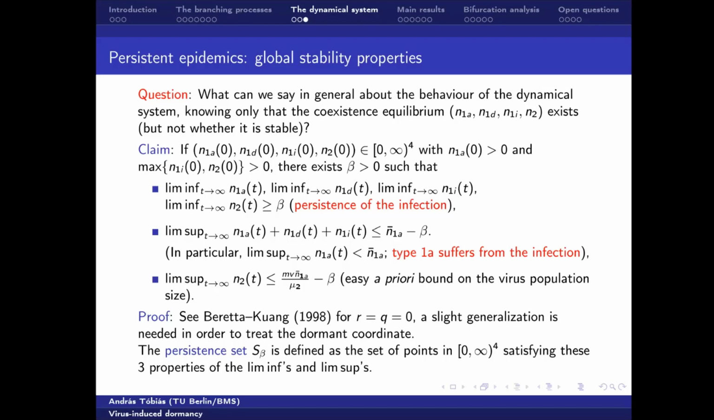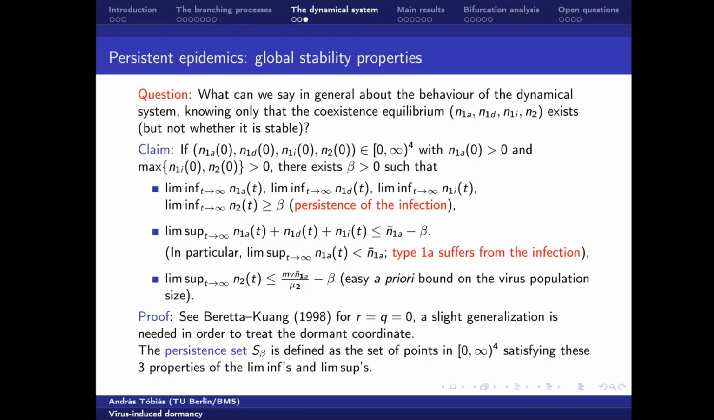You see that it's proportional to M. So if M is very large, then it can indeed get much larger, maybe a factor of M larger than the active population. And the proof for this is basically some generalization of the proofs of Beretta and Kuang for the case where there's no recovery and no dormancy, so R plus Q equals 0, and some small generalization is needed in order to treat the dormant coordinate. Maybe I should say that this thing, that you can't converge to M1A bar, 0, 0, 0, is some kind of anti-Lyapunov function argument, the Chetaev instability condition.